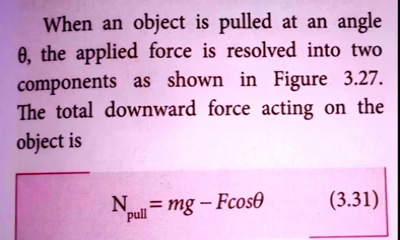Okay, so to calculate this, the total downward force acting on the object, which is the normal force in pull, is equal to mg minus F cos theta. Why am I using minus F cos theta? Because the force acts against the surface, so we are using the minus cos theta.